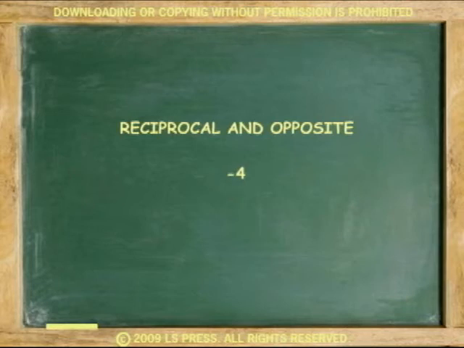The reciprocal opposite of negative 5 over 4 is 4 over 5. Because 1 over 1 equals 1, the reciprocal opposite of 1 is negative 1.